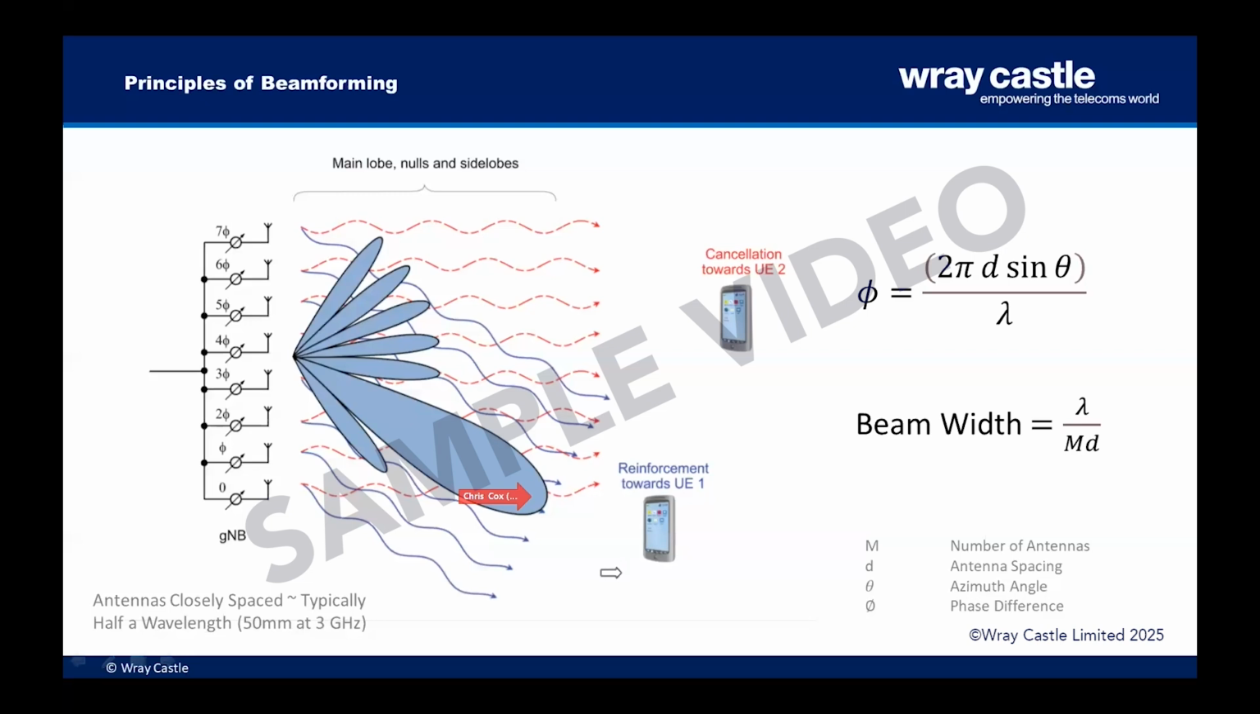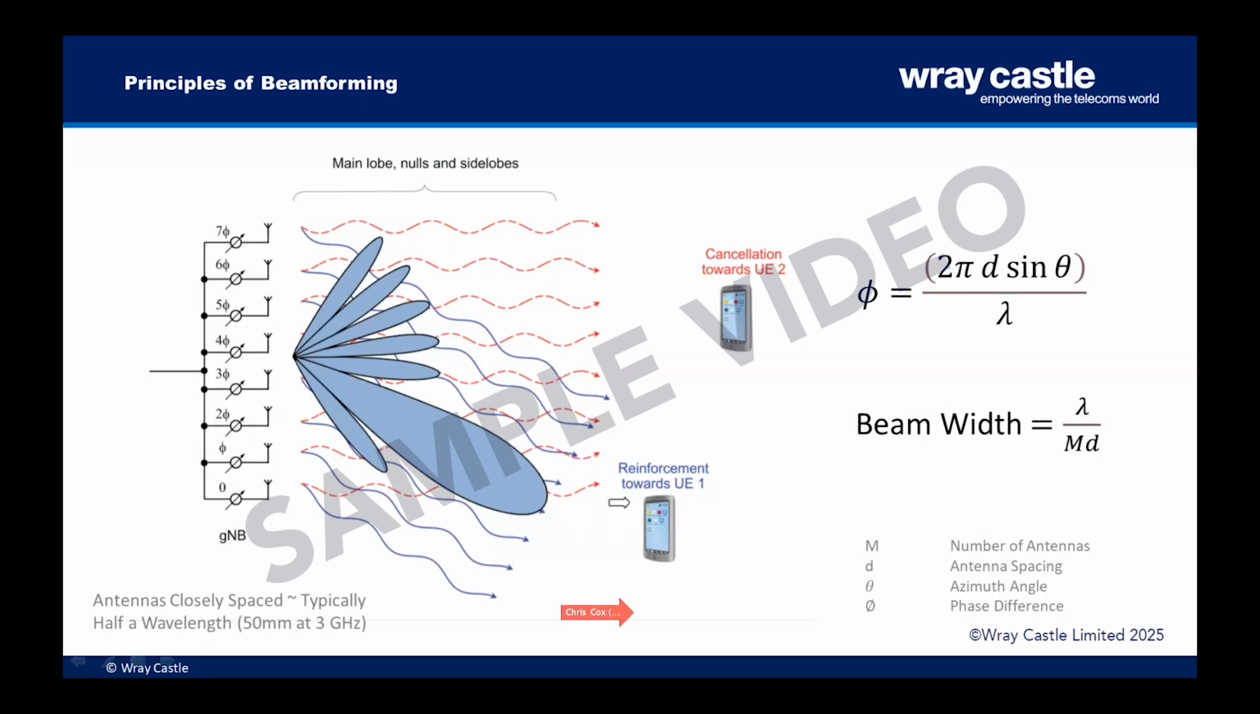And it works just as well on the uplink because we can focus the reception beam towards mobile number one and pick up a strong signal from it. So that's the basic principles. The next question arises then of how do we steer the beam?